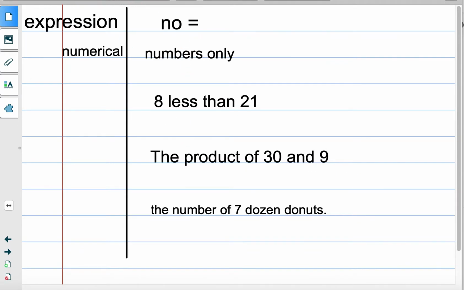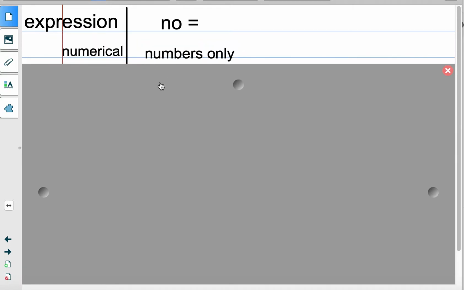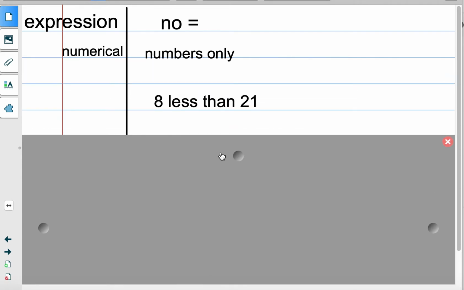So for instance, to start, remember an expression has no equal signs. Equations have equal signs. So we're going to start with numerical expressions. They will have numbers only. We're not actually going to solve these. We just want to write the expression. So I do want you to write this first one, 8 less than 21.